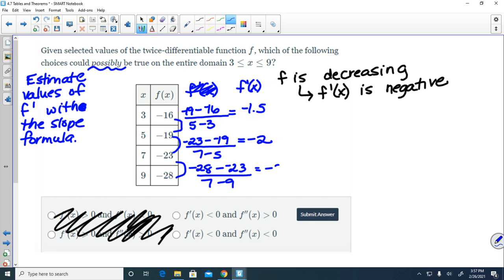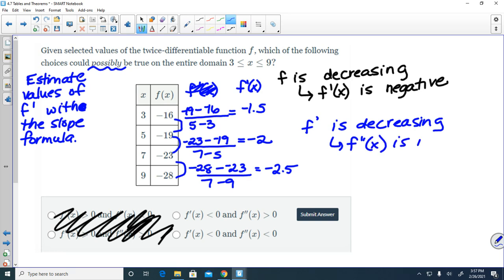You get negative 2.5. So these are values for f prime. And it looks like f prime is decreasing because negative 5 decreases to negative 2, negative 2 decreases to negative 2.5. So it looks like f prime is decreasing, which tells me that f double prime would also be negative. So I would choose this one. F prime is negative and f double prime is negative.